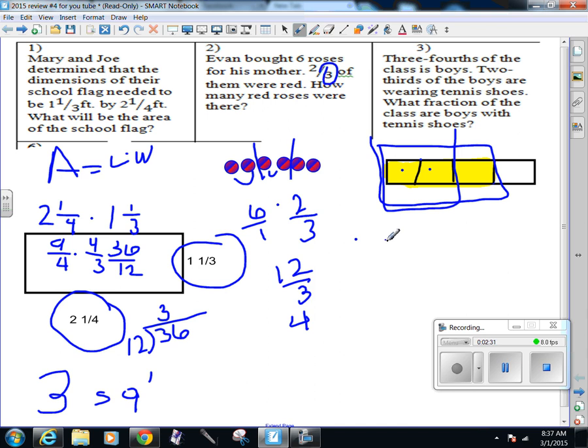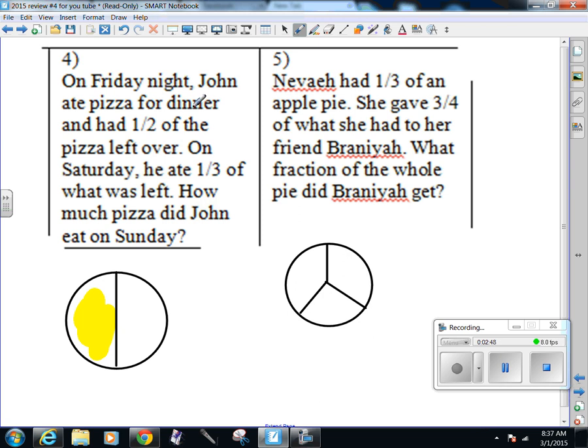What does that look like as a math problem? 3/4 times 2/3 equals 6/12, which is 1/2. Okay, next ones. So here's the pizza that John ate. So last Friday night, John ate half a pizza for dinner. And on Saturday, he ate 1/3 of what was left.